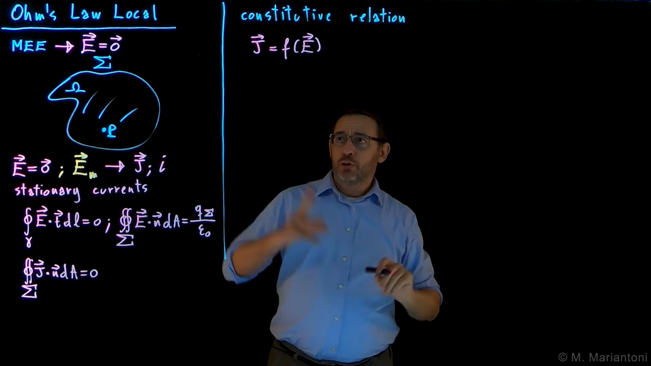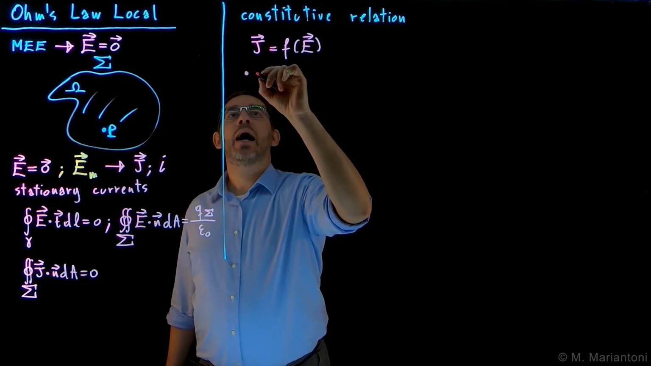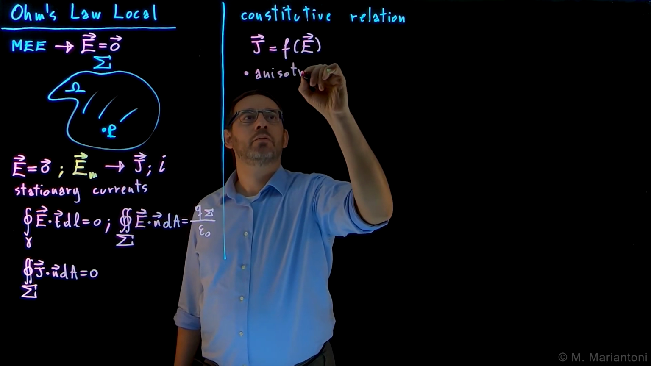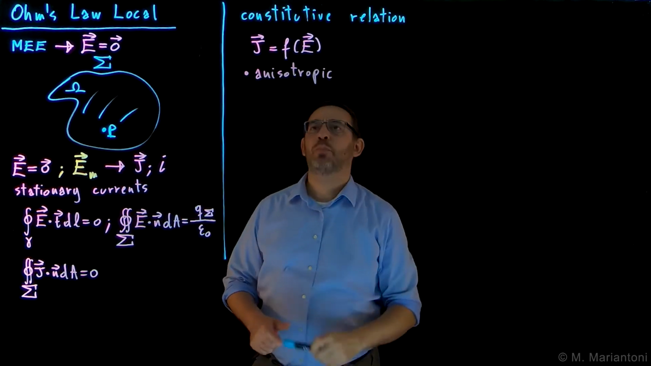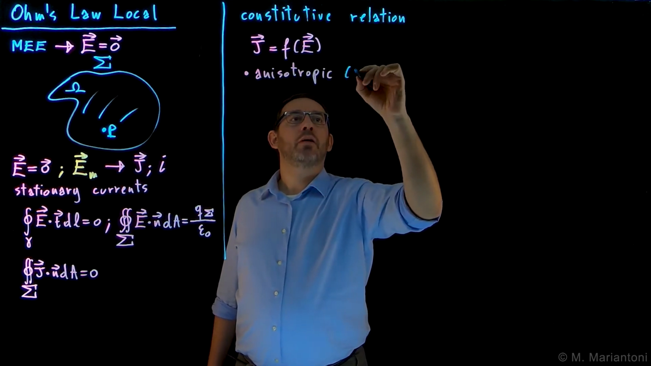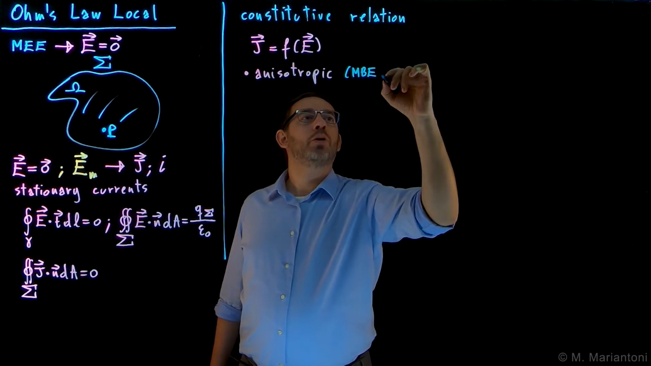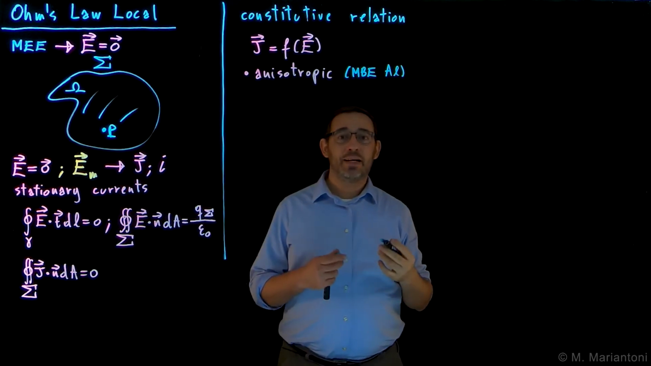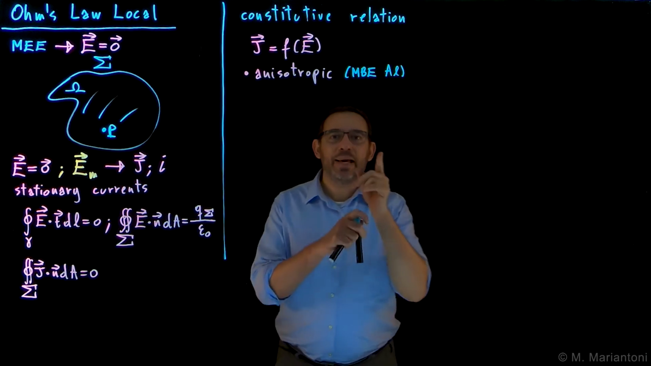Now, suppose that we consider a very complicated anisotropic material. For example, you could make an anisotropic material by means of MBE, molecular beam epitaxy, where you grow aluminum, or many other materials. This results in anisotropic materials. In these anisotropic materials, direction matters.